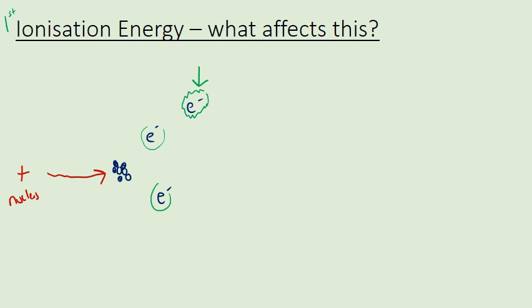So let's think about it. Why is this electron even there? What holds this electron in place? Well, this electron has a negative charge and the nucleus has a positive charge. So there's an electrostatic attraction between the nucleus and the electron, and that's the force that we need to overcome. So the stronger this force, the more energy is going to be needed to remove this electron. So let's think about the factors that are going to affect the strength of that then.